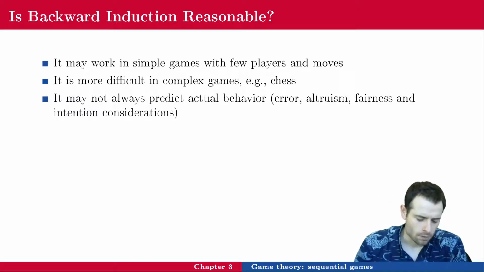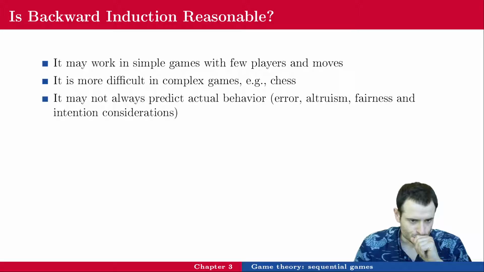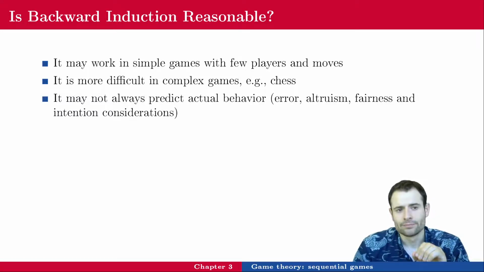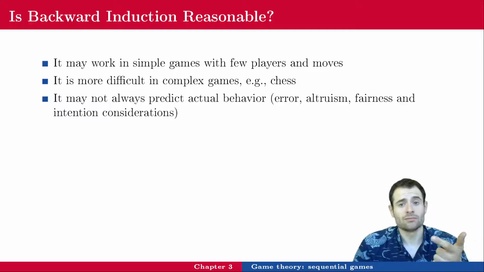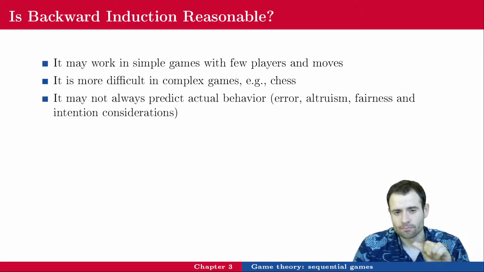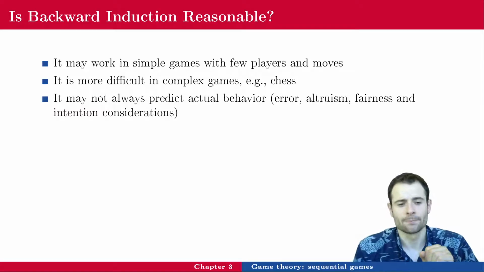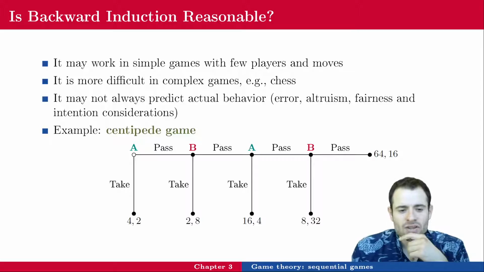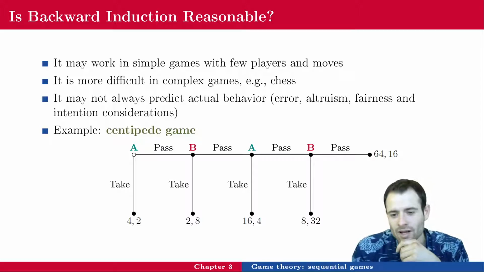Now, it may not always predict actual behavior. Backward induction sometimes cannot predict actual behavior. There could be errors, altruism, fairness, or intention considerations. And I will go through an example in this slide. Imagine the centipede game, named after the shape of the tree.